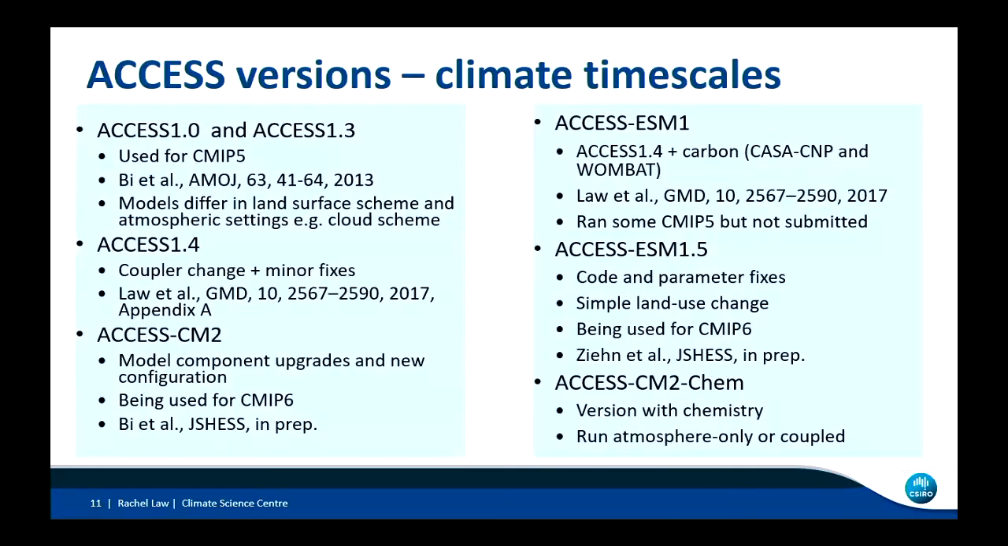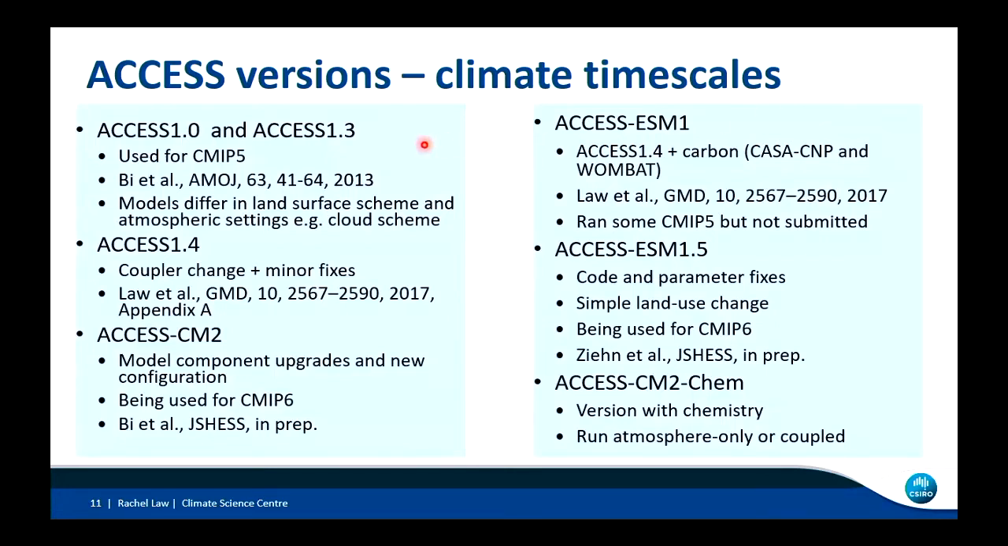So Access model versions, just for climate timescales. As I said, Access is run for NWP, it's run seasonal, decadal, with different component configurations. But just in terms of the climate stuff, I've got on the left-hand box our physical model. These ones are our carbon and chemistry models. When I say Earth system model, I have a much more limited view of the world than Katrine does, and really it just means we've got the carbon cycle switched on.